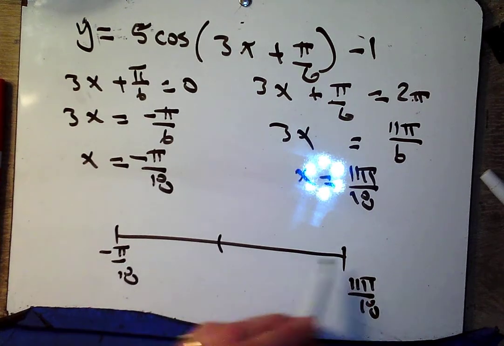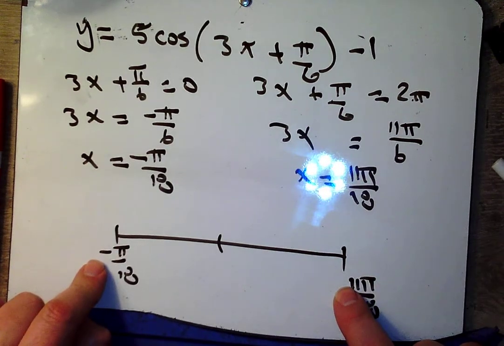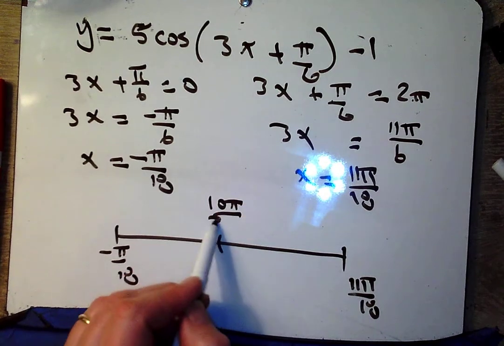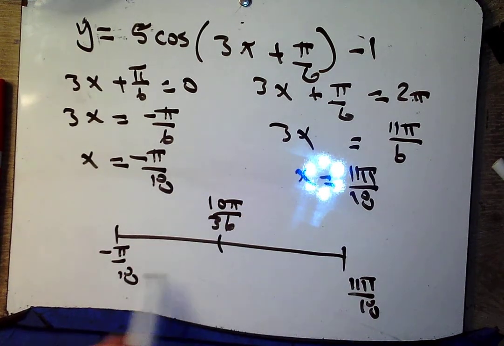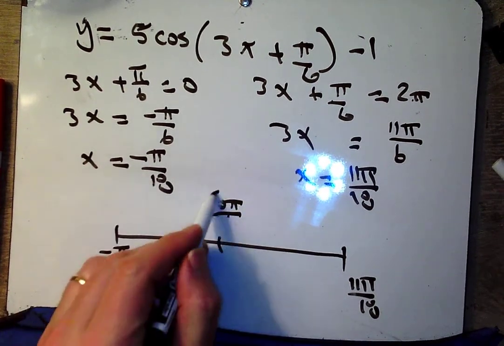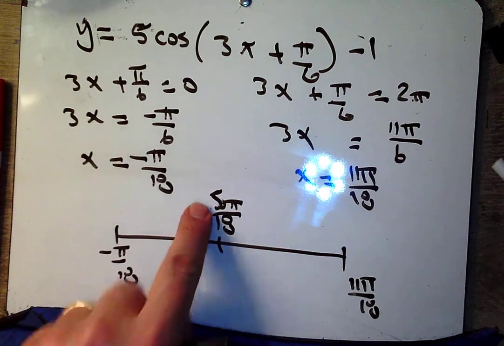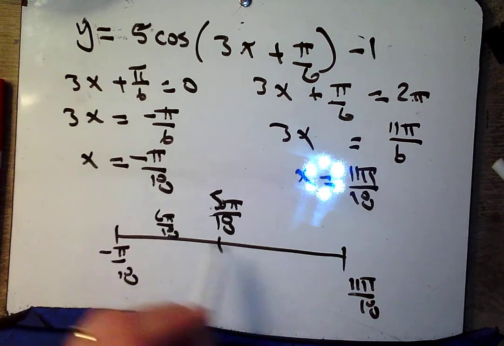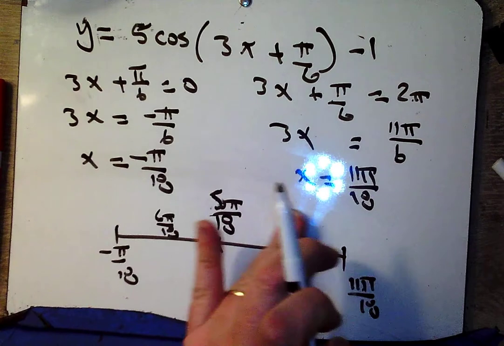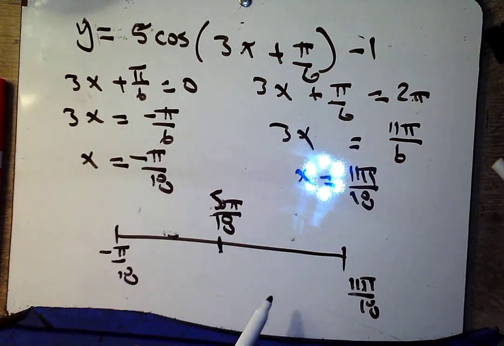If I'm finding halfway in between those, I add the numerators, minus 1 plus 11 is 10, and double the denominator. So that's going to be 10 pi over 36. I really would like these to all have a common denominator, so I'm going to reduce this to 5 pi over 18. From negative 1 to 5 is 6 pi over 18, and from 5 to 11 is 6 pi over 18. So I have the same distance on each side. I feel very confident about this middle being 5 pi over 18.